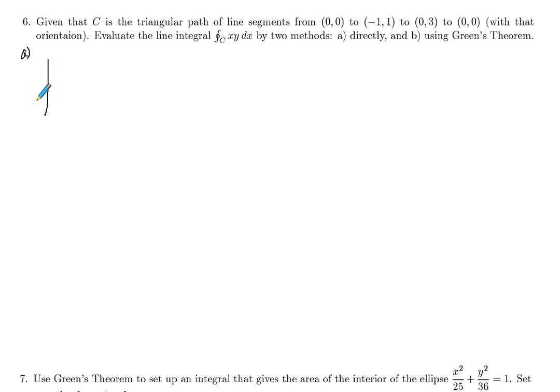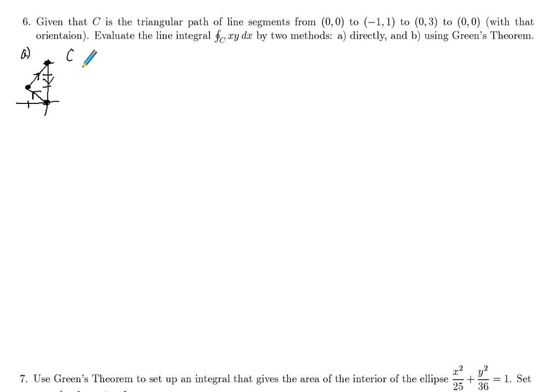So here's our y-axis and our x-axis. We've got 0, 0 in there, negative 1, 1 right here, and then 0, 3 right there. And then our curve goes from 0, 0 to negative 1, 1, and then from negative 1, 1 to 0, 3, and then back to 0, 0. Okay, so that's our curve C.